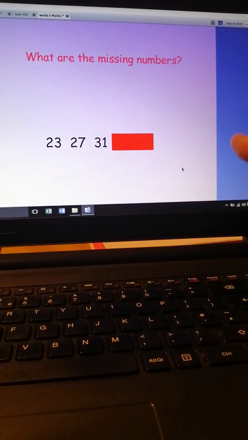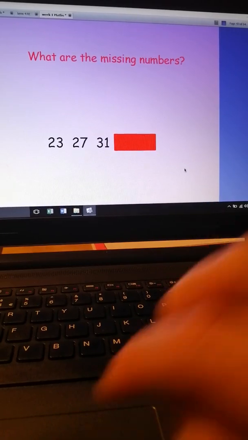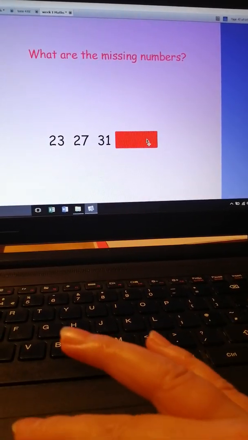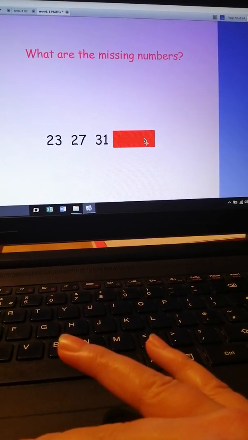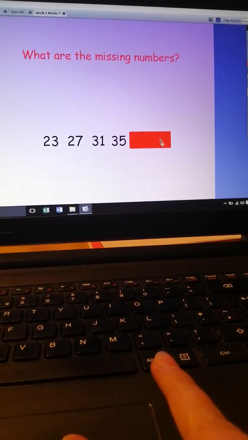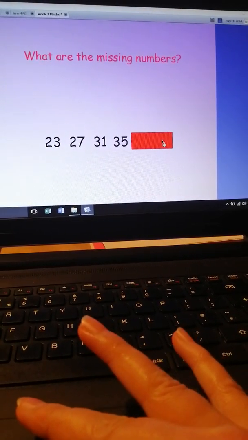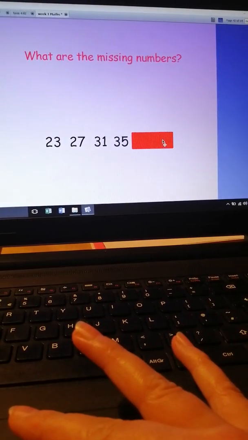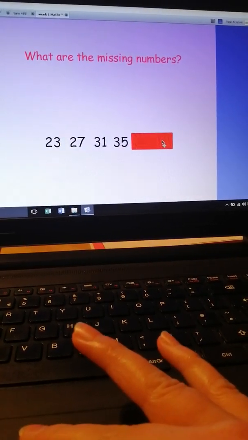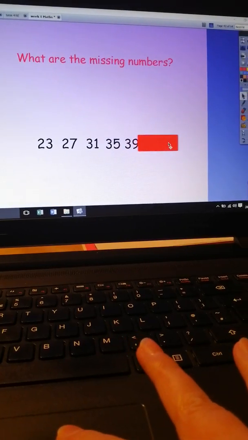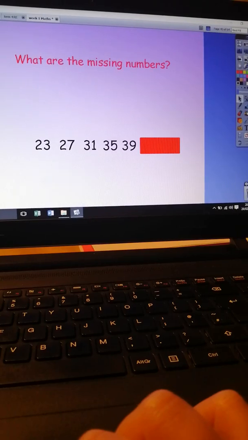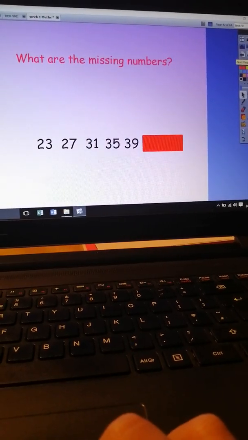Can you count again the same amount? What's the next number? Have you got the same as me? And try it again. Well done if you had 35 and 39.